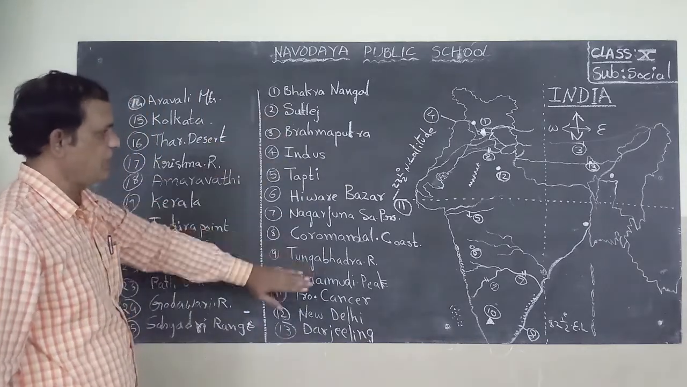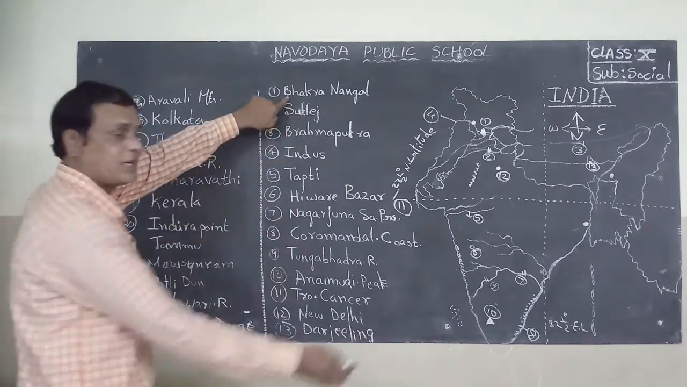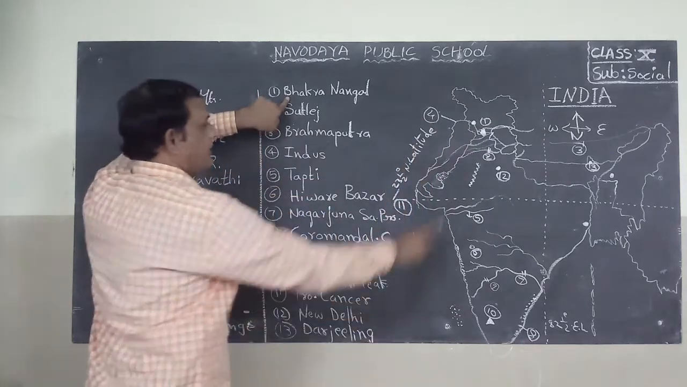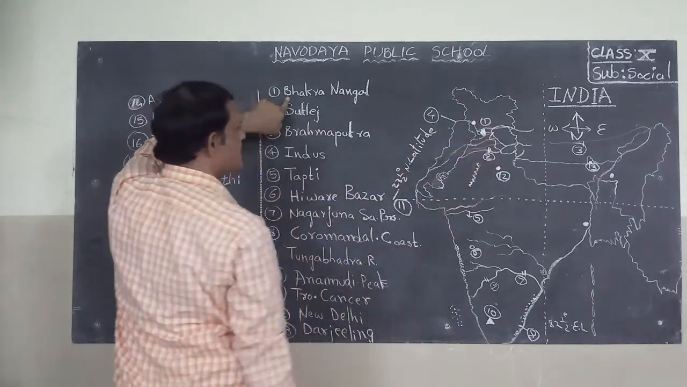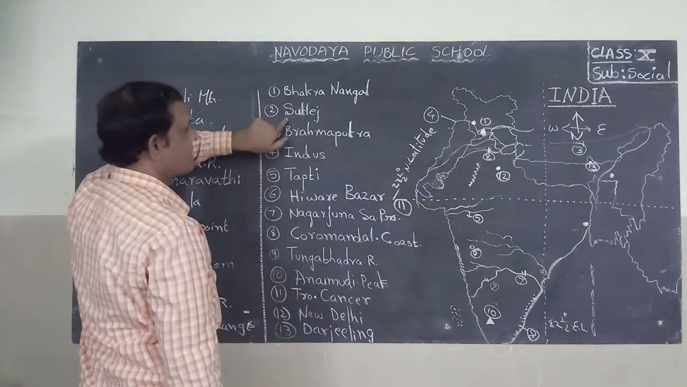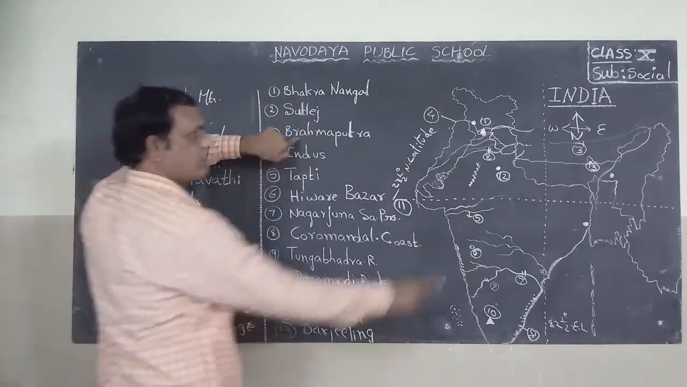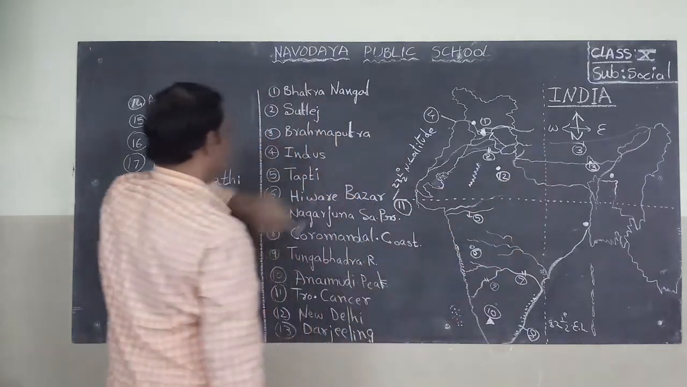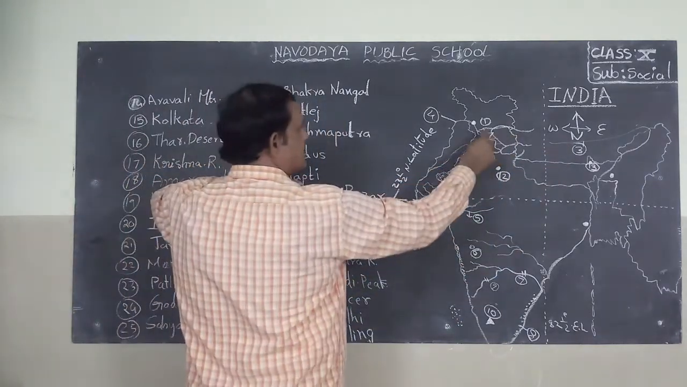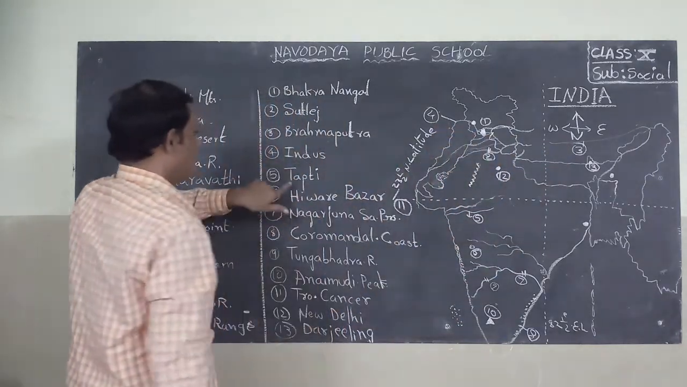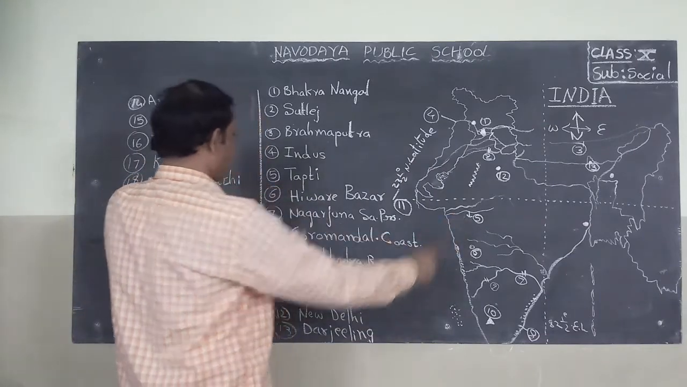I repeat once again, Bakra Nangal project. This is the Bakra Nangal project. Okay. Next one, Sutlej. Where is Sutlej? Number 2. Brahmaputra river. This is Brahmaputra river. Indus river. This is Indus river. Tapti river. This is Tapti river.